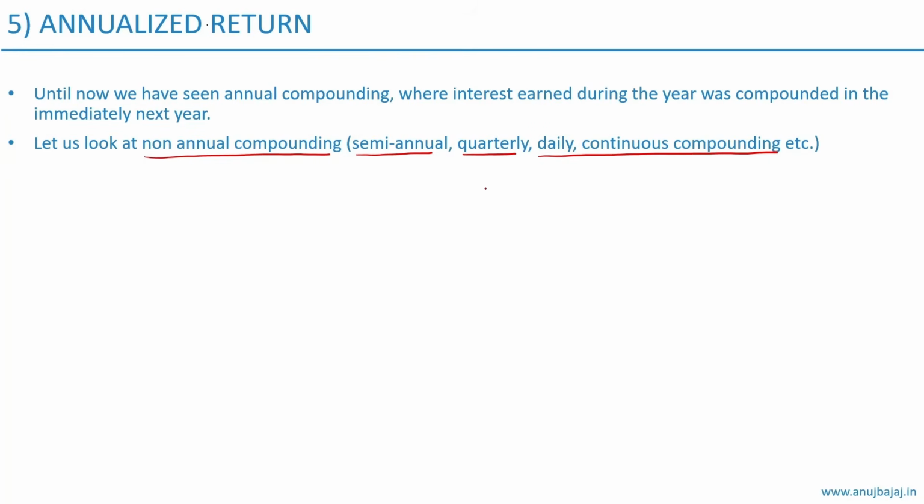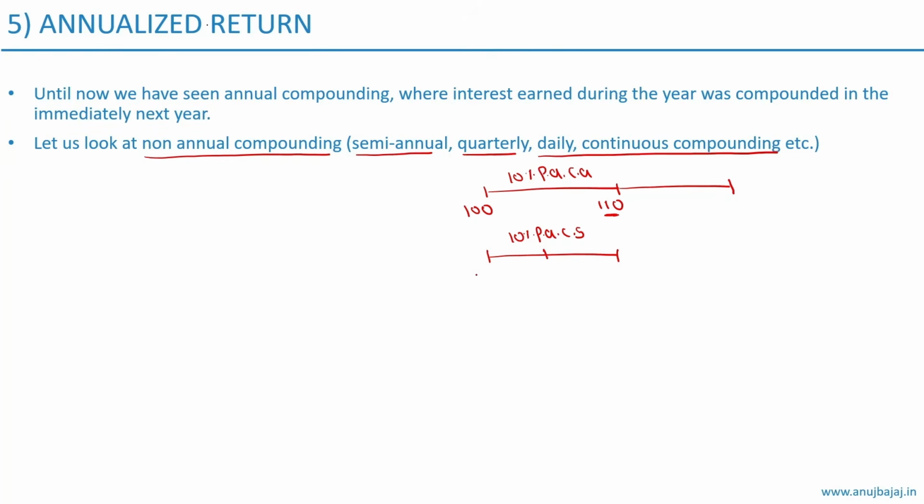Until now what we have seen was, say I invested $100 and I earned 10% during the year. So the interest of $10 was also reinvested in the next year. This was annual compounding. So I could say the interest that I earned was 10% per annum compounded annually. Now let us see what if we have 10% per annum compounded on a semi-annual basis.